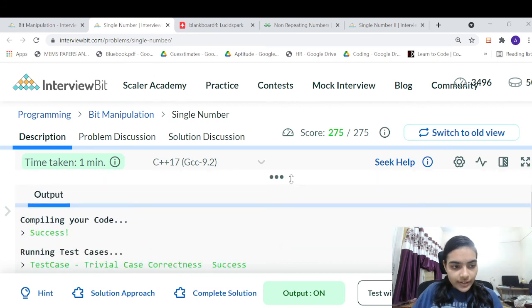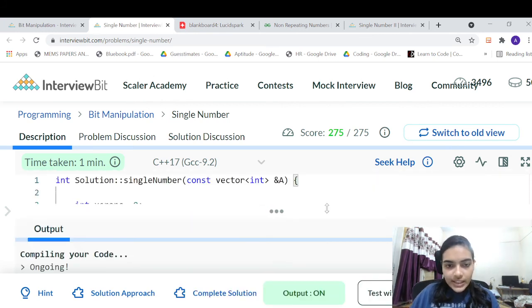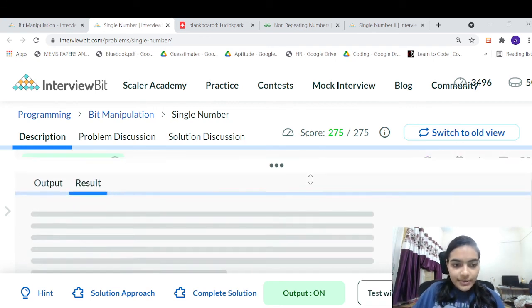Let's see if it is working. So it's working. Let's just submit the code and see if it is working for all the test cases. Yes, it's working. So that's it.